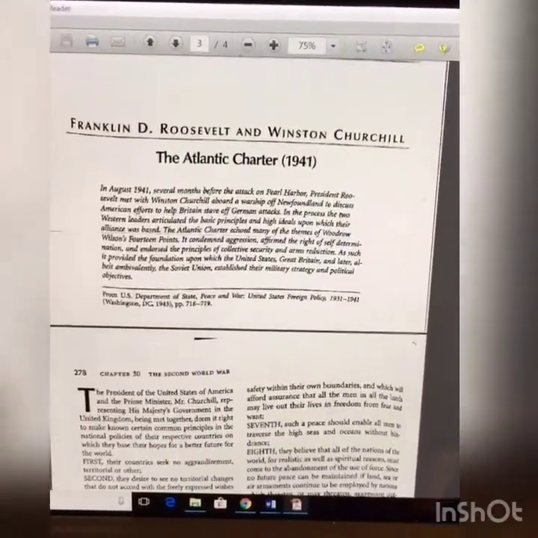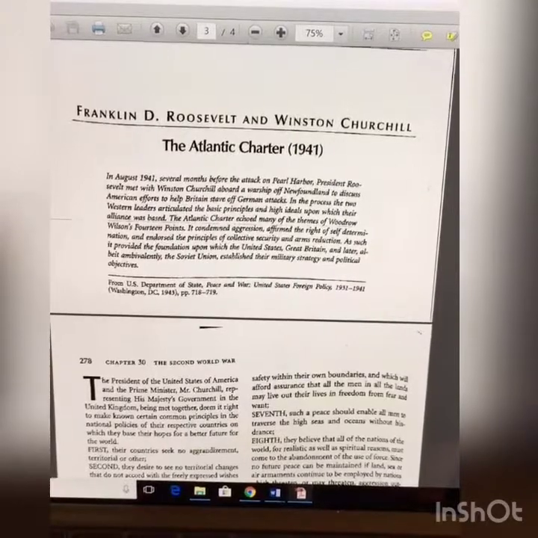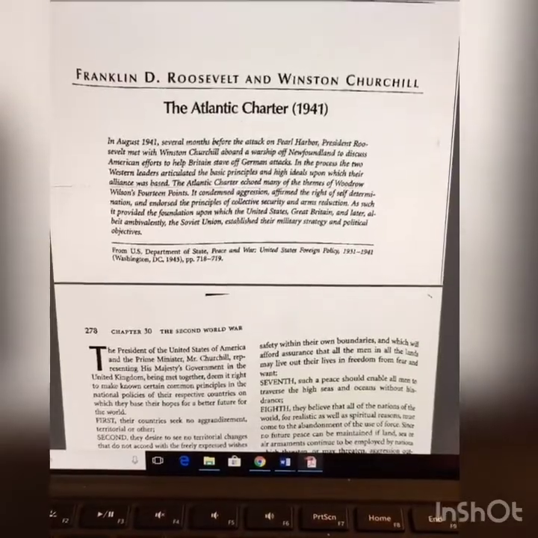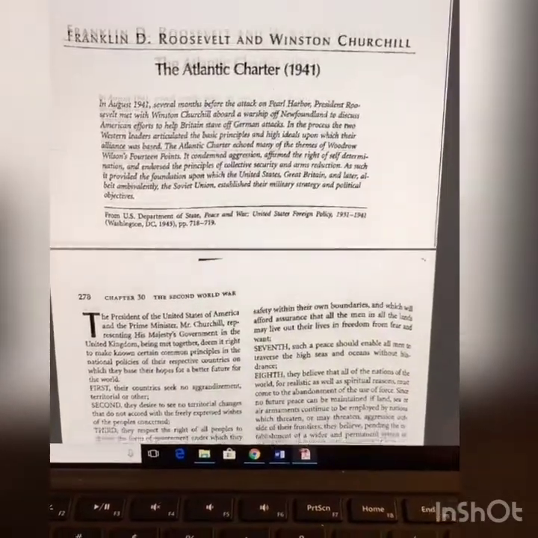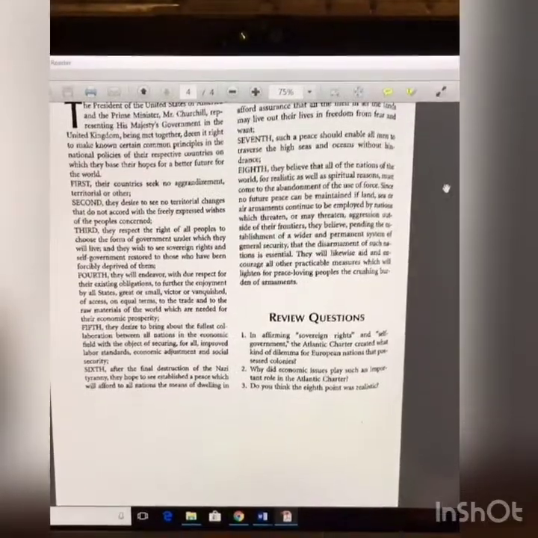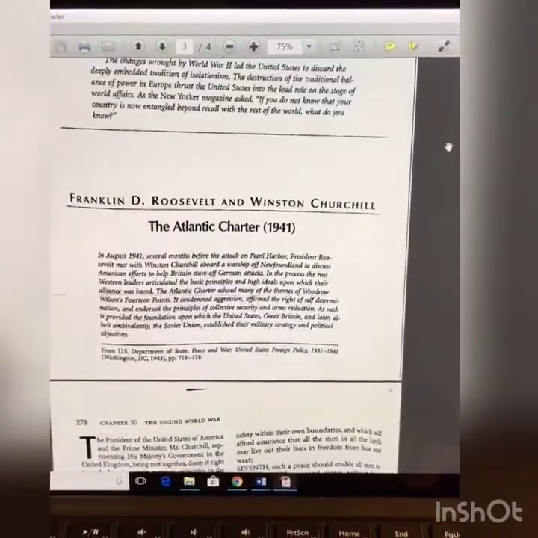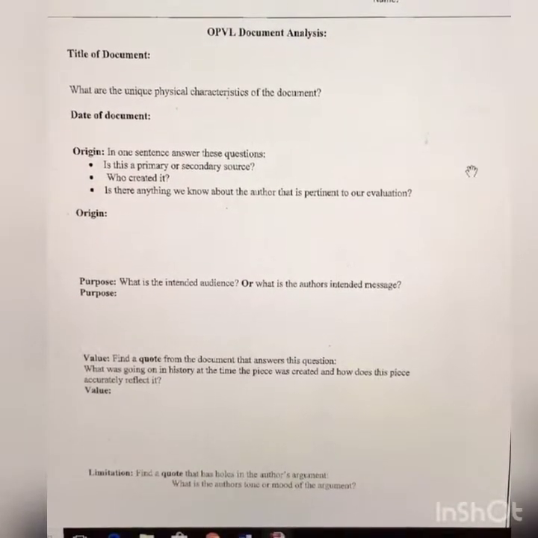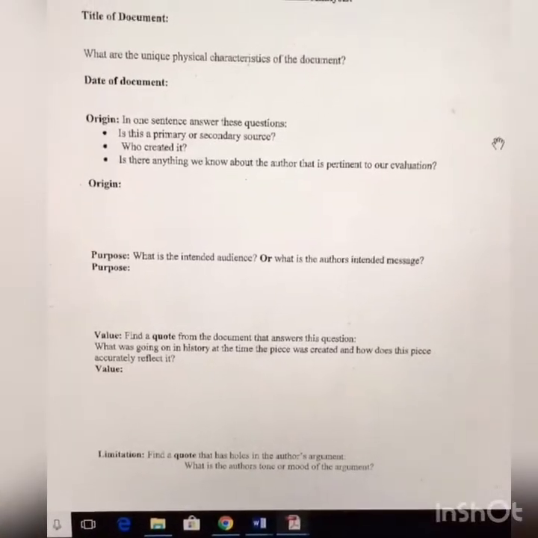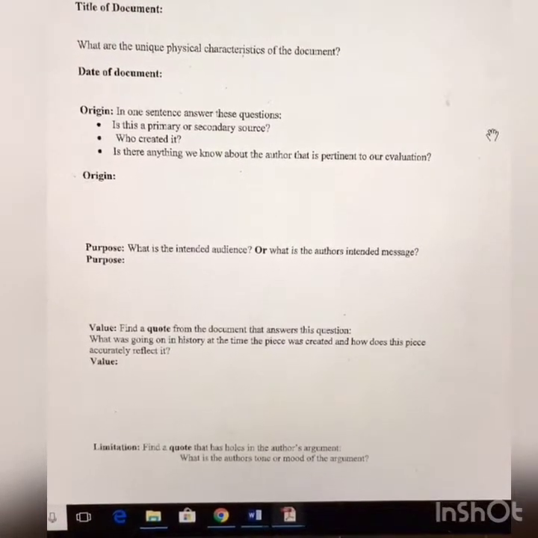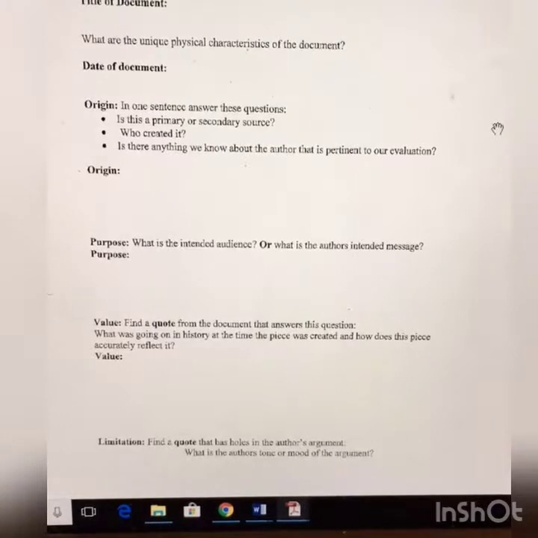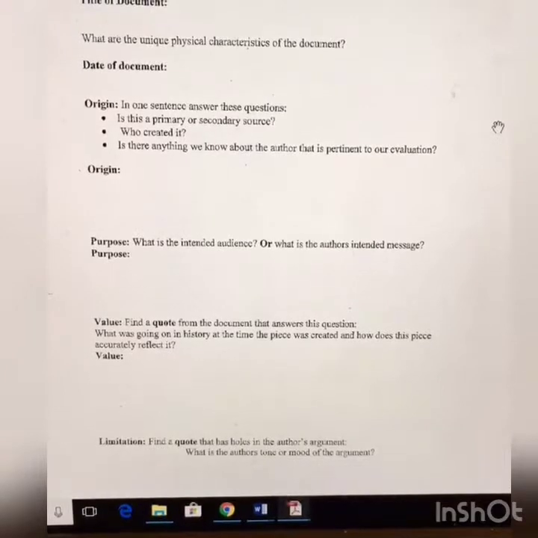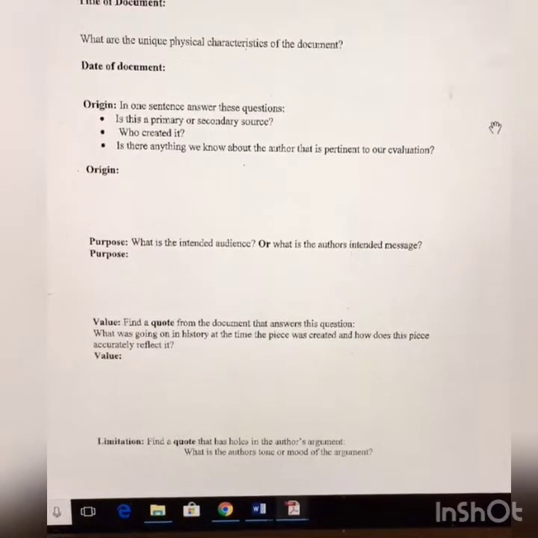And here is the actual primary source by Roosevelt and Churchill, used for modeling to show students and assist them in building their self-efficacy. This is the document known as OPVL Document Analysis. It is used to help students build self-efficacy and confidence in analyzing primary and secondary sources through modeling of asking these questions as they analyze the sources.